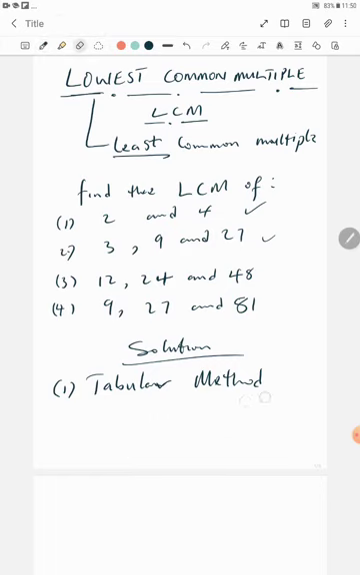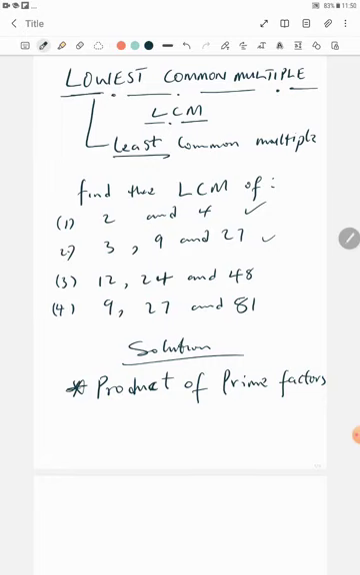Maybe you can find this one easier, but trust me, the two methods are similar. It's just that in one we are having a table, and in the other one we are going to be focusing on writing the numbers as products of their prime factors. So let's call this method the product of prime factors method. That's the method we want to use now.